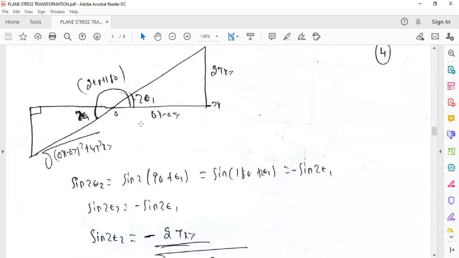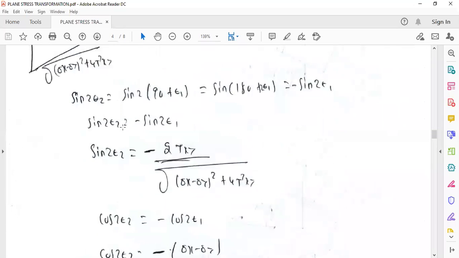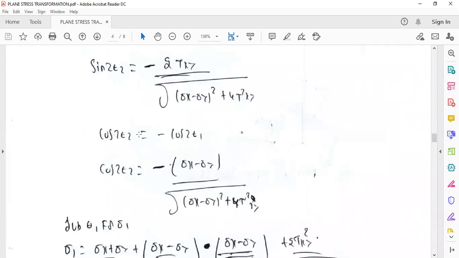Now we came to know what sin 2 theta 1 and cos 2 theta 1 are. I have written sin 2 theta 1 is equal to minus sin 90. Similarly, cos 2 theta 1 is equal to minus of cos 2 theta 1, which is equal to minus of sigma x minus sigma y over root of sigma x minus sigma y whole square plus 4 tau xy square. We came to know the principal planes.